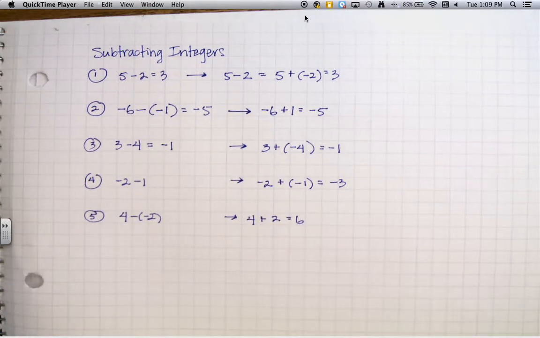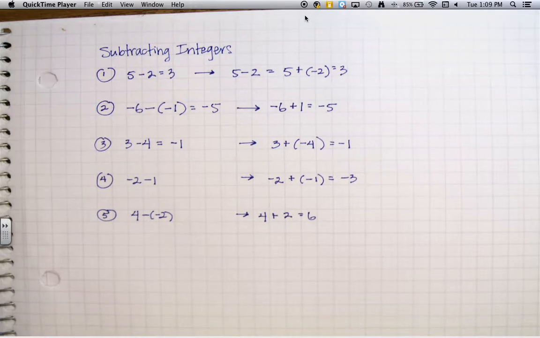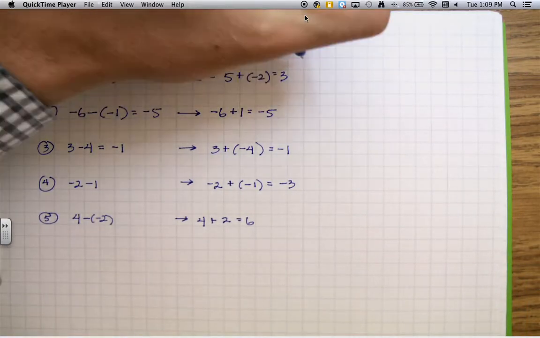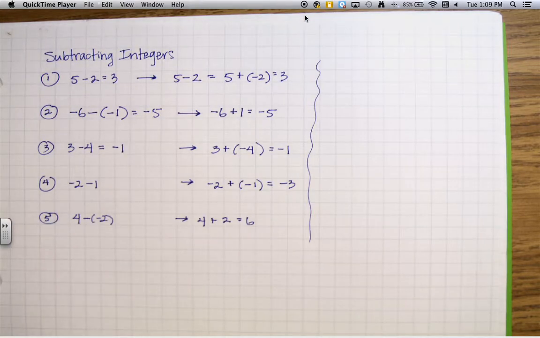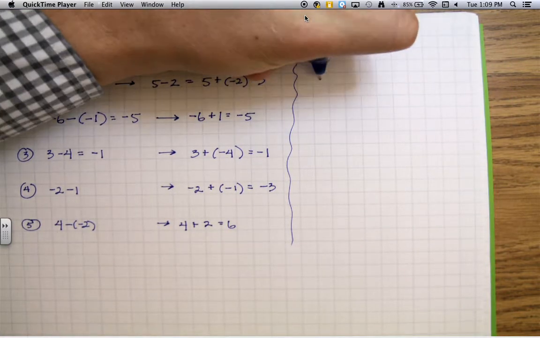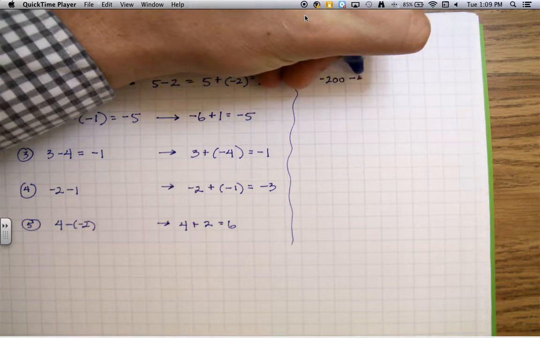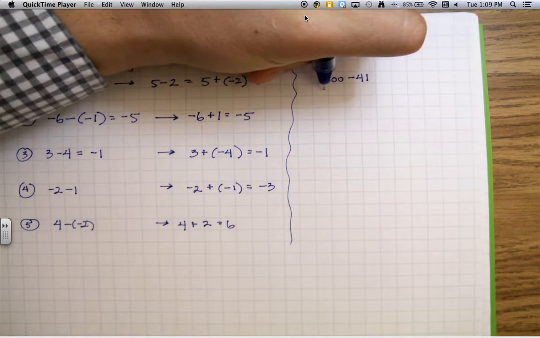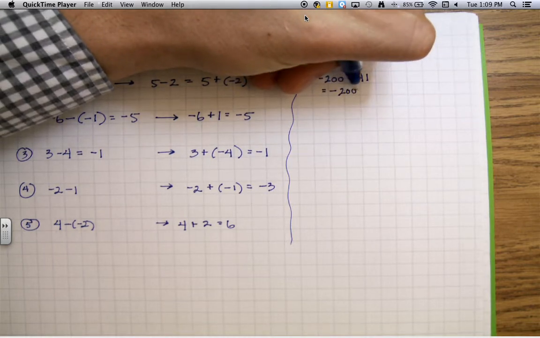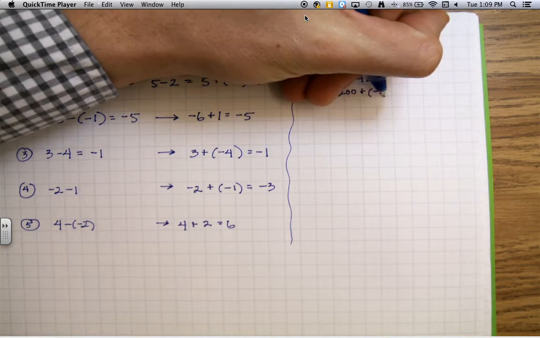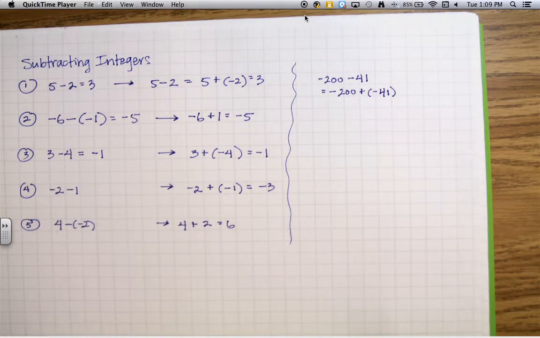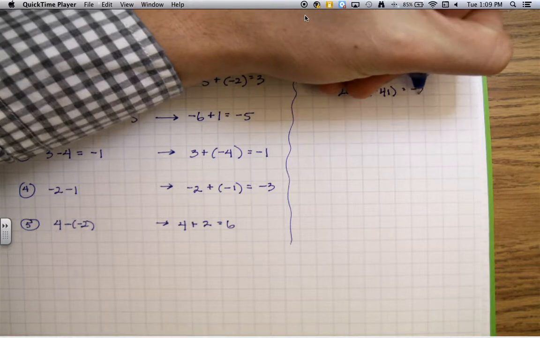Finally, let's take a look at some problems where the numbers are so small or so big that it would be inconvenient to use those yellow and red pieces. Let's take a problem like negative 200 minus 41. Instead of taking away positive 41, I want to add in negative 41 and play on my strengths of adding. I know that 200 negatives and 41 negatives should make a total of negative 241.